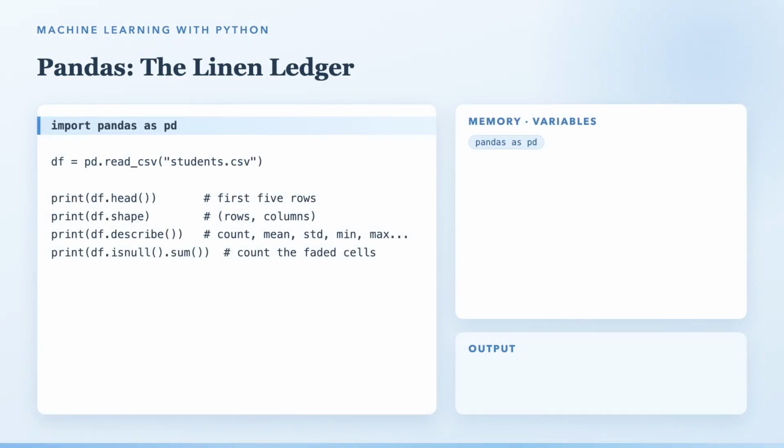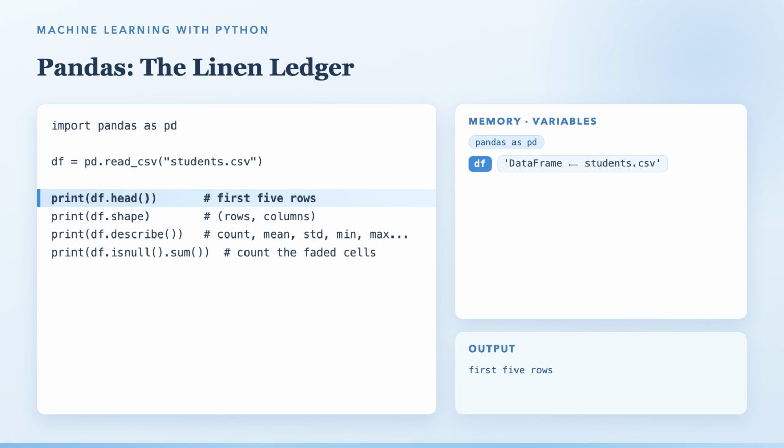When data has rows and columns, we reach for Pandas. Pandas unrolls the whole file like a linen ledger: names, ages, salaries, departments, everything in its place. Head politely asks the first 5 rows to step forward, so we can meet the data before working with it. Describe writes a quiet summary: the average, the smallest, the largest. And do you see that faded cell, the one the light passes through? That's a missing value. Kiko noticed it too. We'll learn to care for those in just a moment.